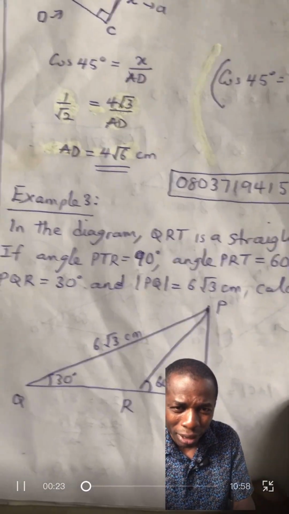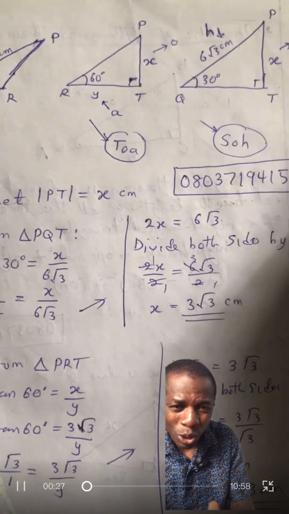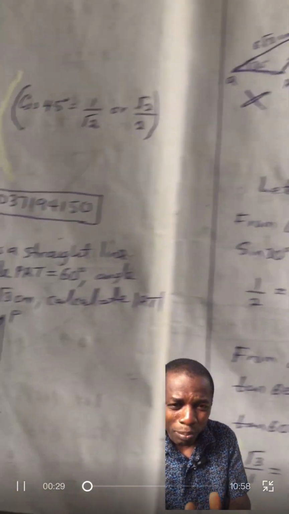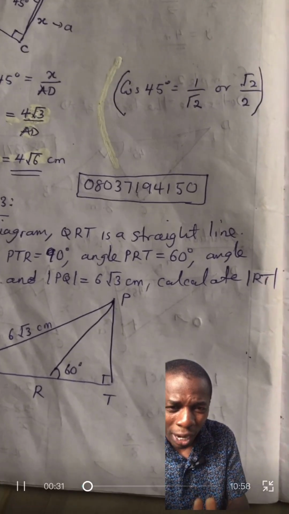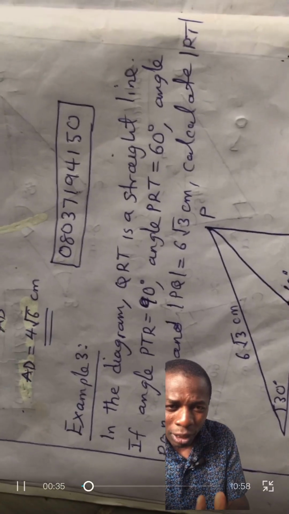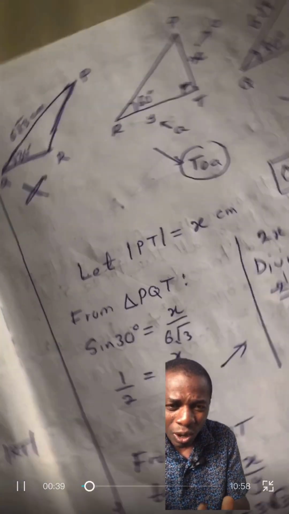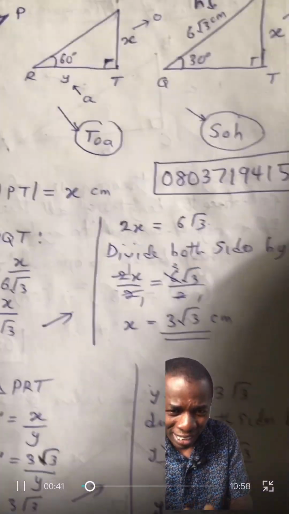I want to believe again that you understand how I solve the problems in example 1, example 2, and example 3 using SOHCAHTOA. Do not forget, I said SOHCAHTOA is not a formula, but just a procedure, an order or arrangement to be followed in solving basic trigonometric ratios, which are sine, cosine, and tangent.